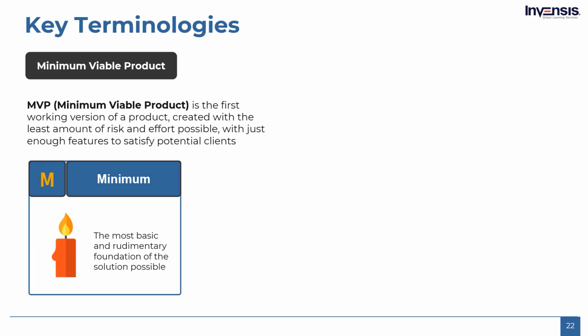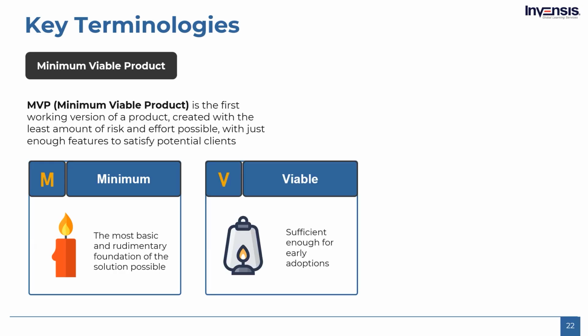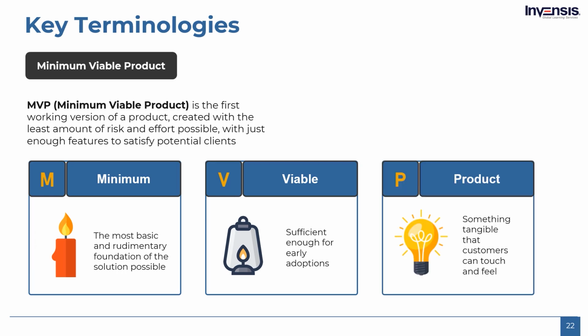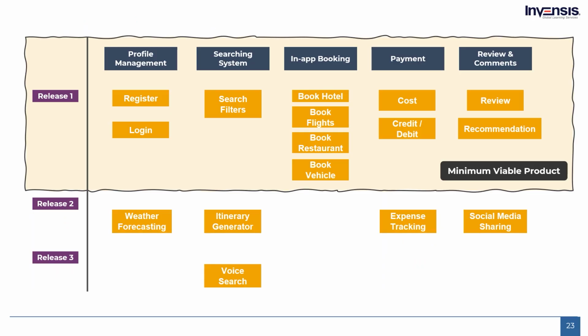M refers to the minimum, the most basic, and rudimentary foundation of the solution possible. V refers to viable, a solution or product that is sufficient enough for early adoptions. Lastly, P for the product, which is something tangible that customers can touch and feel. For example, in a Travel Guide app, the MVP features would be user profile management, which includes user registration, login, and geolocation. Then there is a search system that has various filters based on which users can search for rooms, places, etc. Then there's booking, payment, and review and recommendations.